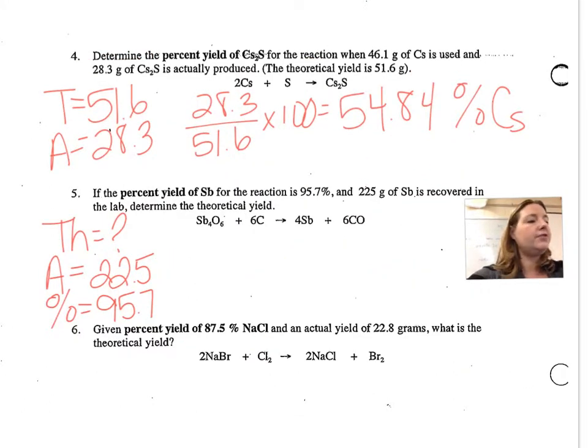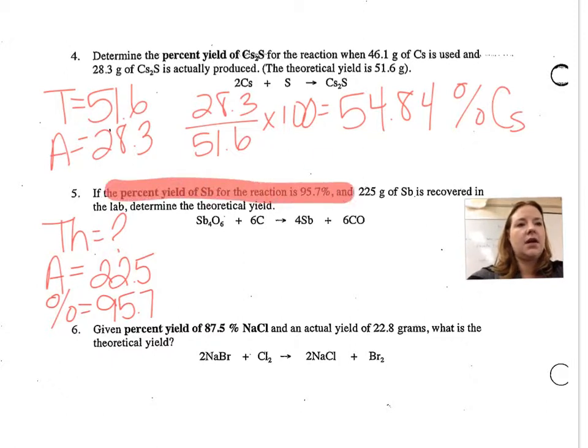All right, so number 4 on this worksheet is just like the beginning one, so check your work on that one. You should have gotten 54.84%. If you haven't tried 5, 6, and 7, pause it for a minute. I'm going to walk through them, but try to do them on your own. So in number 5, we have a percent yield of 95.7, so you can see I've got that laid out right here. We have 225 grams of Sb recovered, so that's my actual right here. We need to determine the theoretical yield. So this one is slightly different. We're going to do a little bit different math.